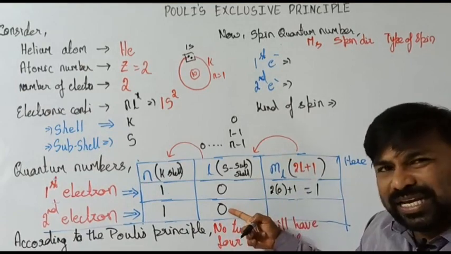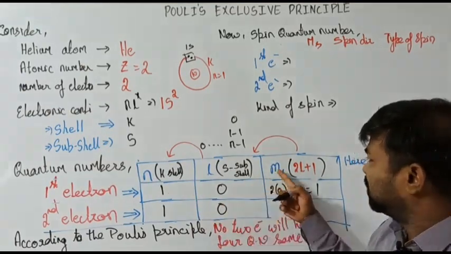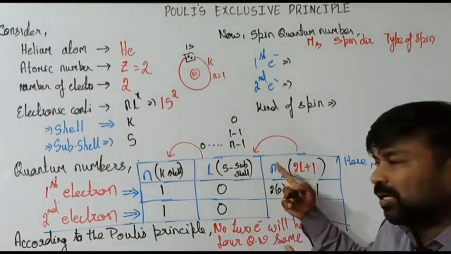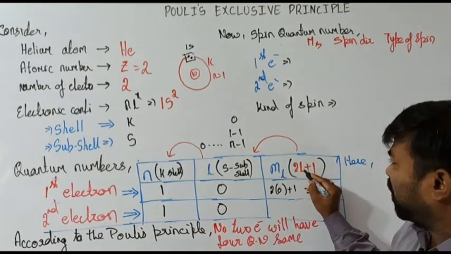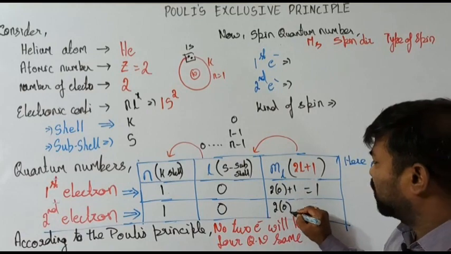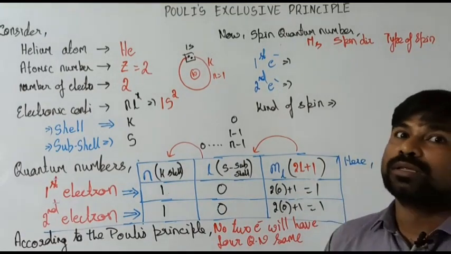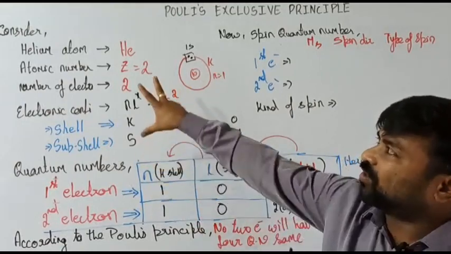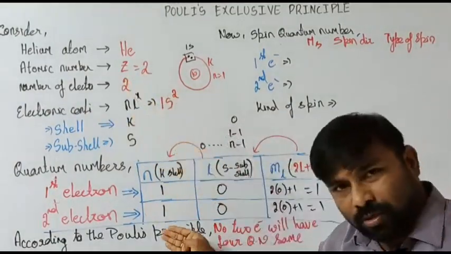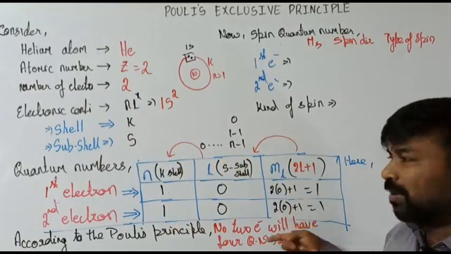Again, let's go for the second electron. For the second electron, what is the ML value? The magnetic quantum number value is again dependent upon this. Let's plug in 0: 2 into 0 plus 1. Again, we are getting 1. There is no surprise here. For both the electrons of helium, the magnetic quantum number is the same.